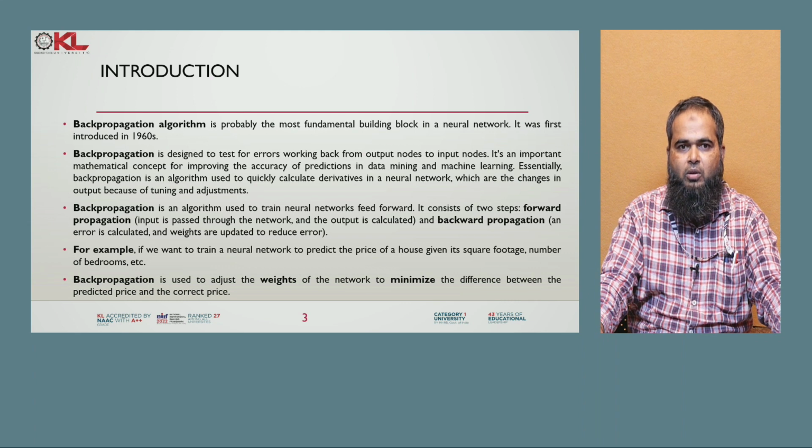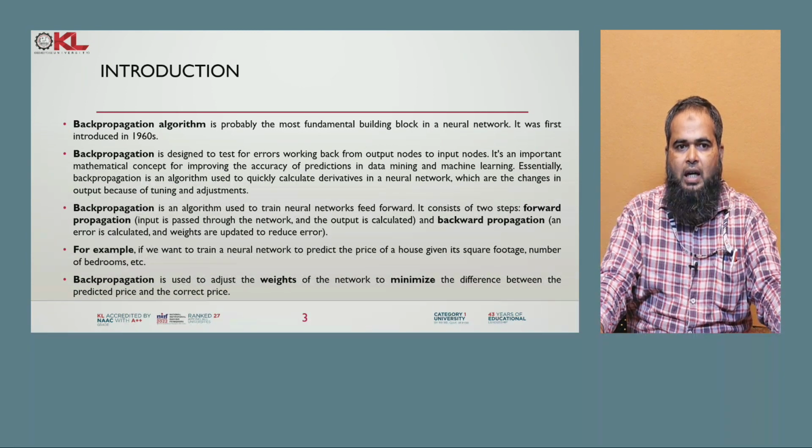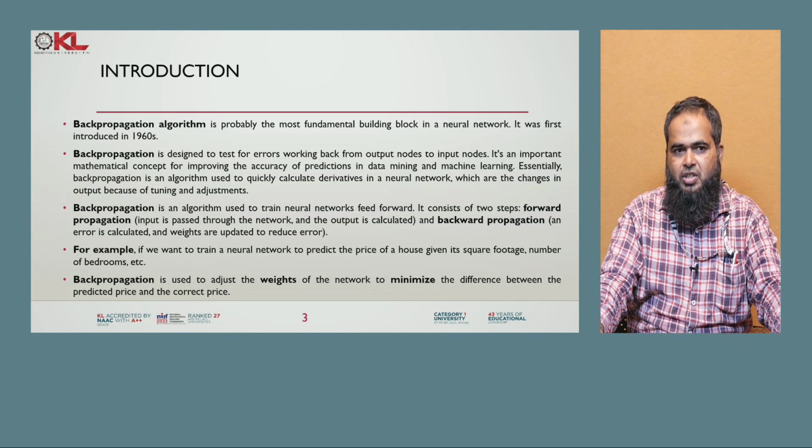Backpropagation algorithm is the fundamental building block of the neural network. It was first introduced in 1960. It is basically designed for testing error and reducing the error with the help of the backpropagation technique. In data mining as well as in machine learning, we need to quickly calculate derivatives in the neural network, which change the output and tune the adjustment. So, backpropagation is an algorithm used to train a feed forward neural network. It consists of two steps: forward propagation and backward propagation.